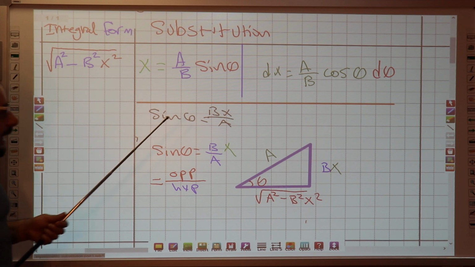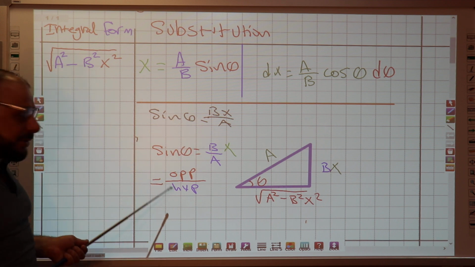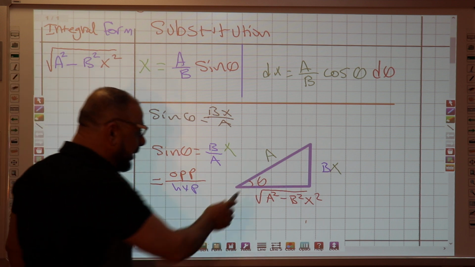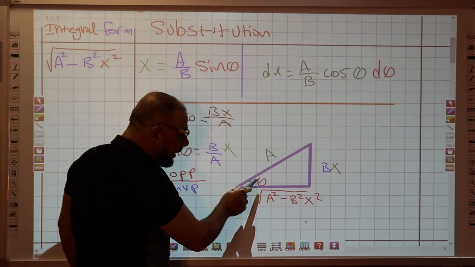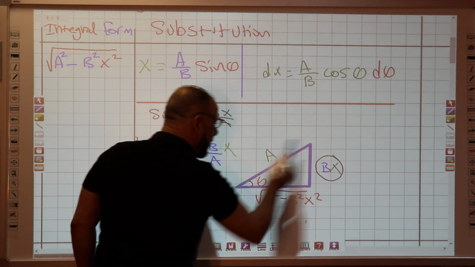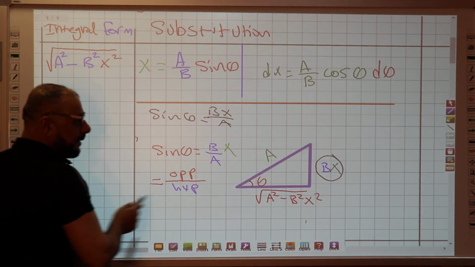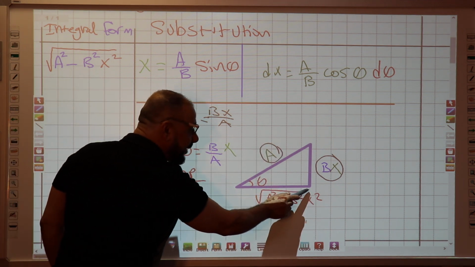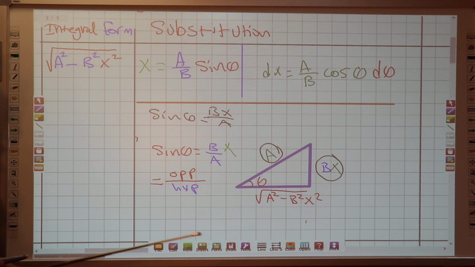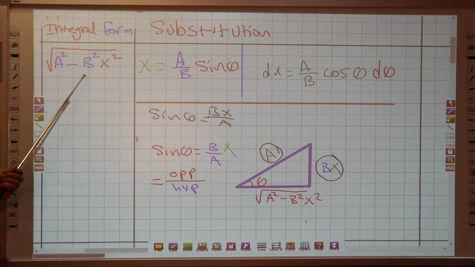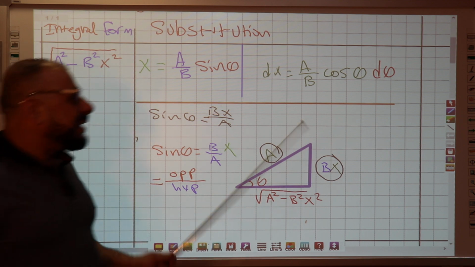And you know the sine is opposite over hypotenuse. Then you draw a quick triangle, and the theta will be here, and the opposite is bx, and the hypotenuse is a. Then look here, let me give you this trick. The missing side is always the original form. Always. Good?